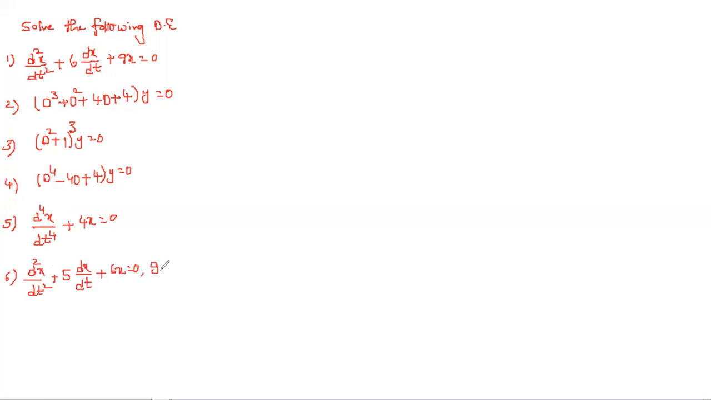From a given x of 0 is equal to 0, dx by dt of 0 is equal to 0, not 0, there is 50. So these are the problems we are going to solve.